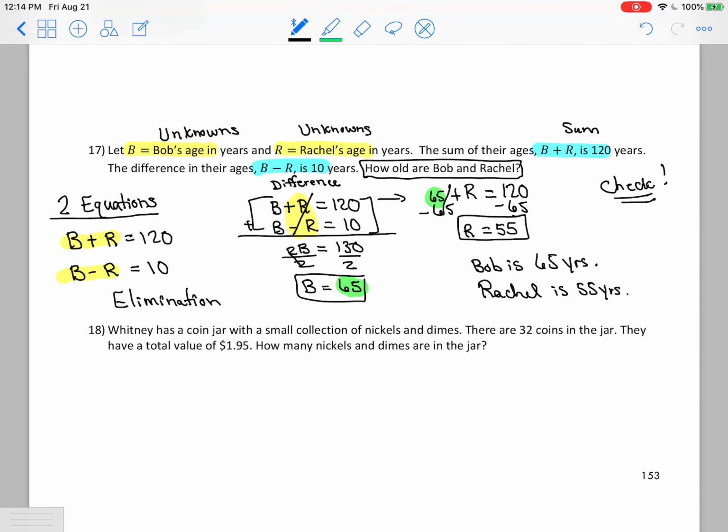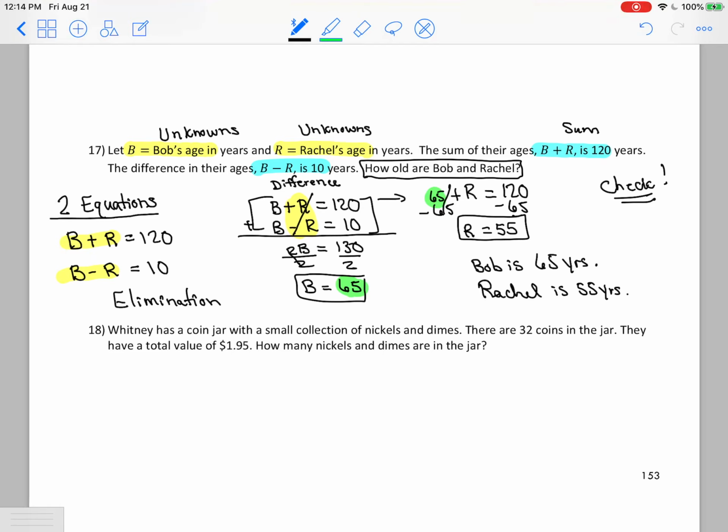All right, let's take a look at number 18. Whitney has a coin jar with a small collection of nickels and dimes. There are 32 coins in the jar. They have a total value of $1.95. How many nickels and dimes are in the jar?